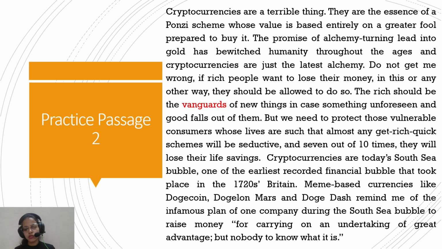So now we'll try to solve this passage together. This passage was, I think, asked in 2022. So let's see what this passage is about. It's discussing cryptocurrencies. "Cryptocurrencies are a terrible thing." Now the first line itself is giving you the tone of the passage. The author is very negative about cryptocurrencies. So in the first line you get a very major clue. "They are the essence of a Ponzi scheme whose value is based entirely on a greater fool prepared to buy it."